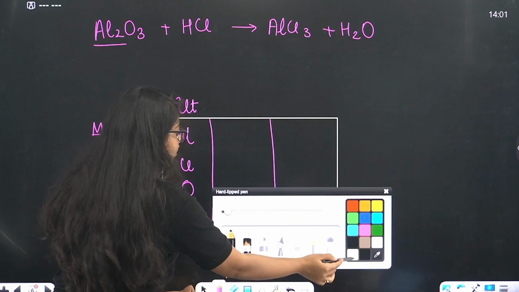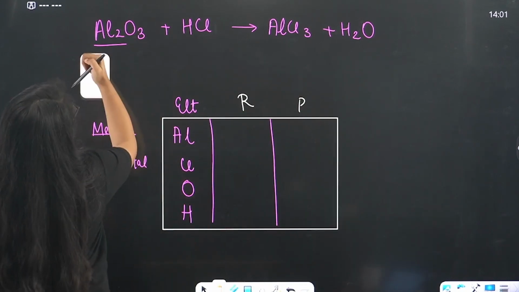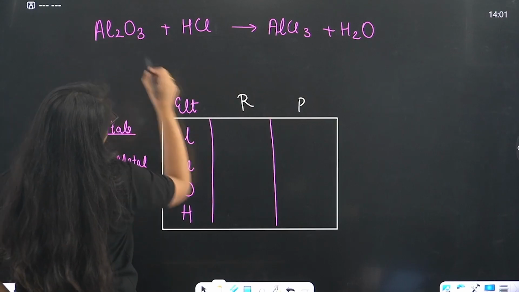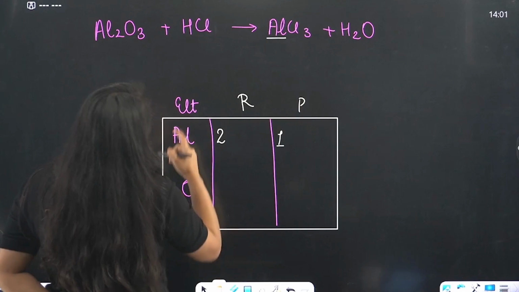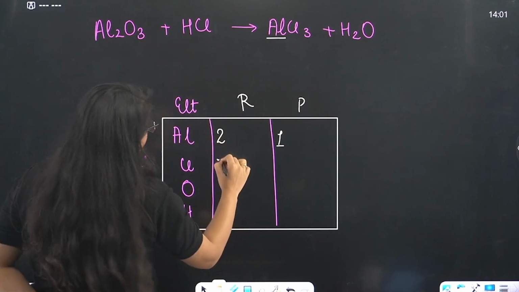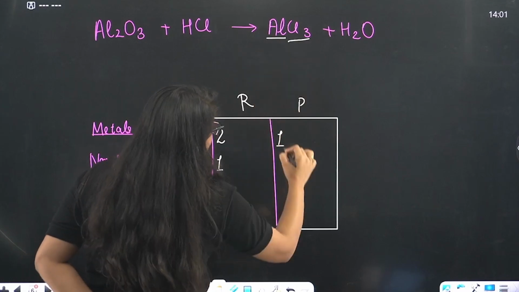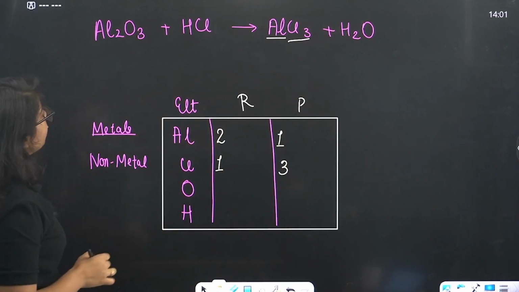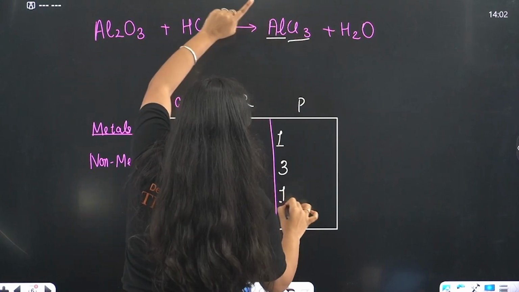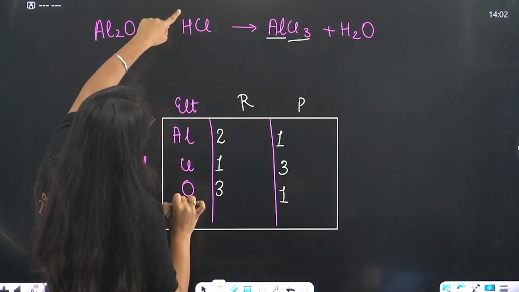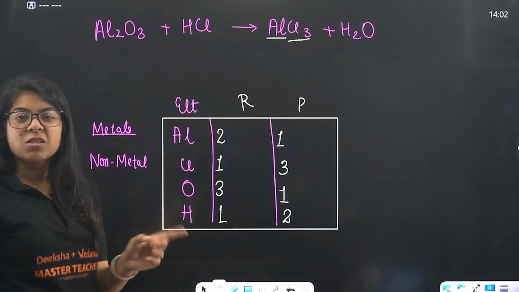Now, all we have to do is count the number of atoms on the reactant side and on the product side. Number of aluminium on the reactant side is 2. On the product side, it is only 1. Chlorine on the reactant side, 1. On the product side, it is 3. Oxygen, this is 3, and in the product, only 1. Hydrogen is 1 here, and here hydrogen is 2. Everything is unbalanced. We have to balance everything.